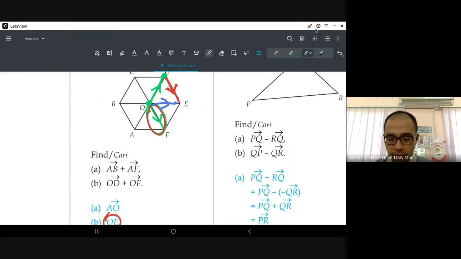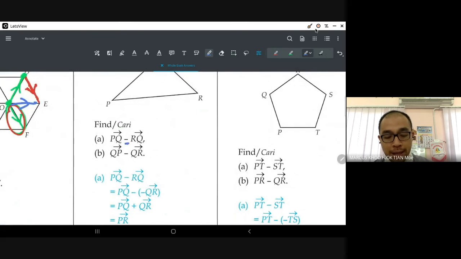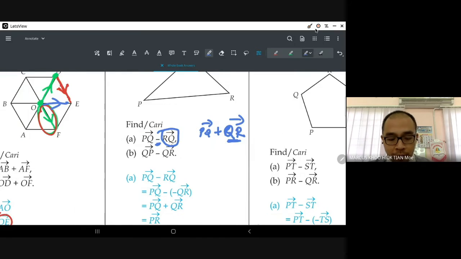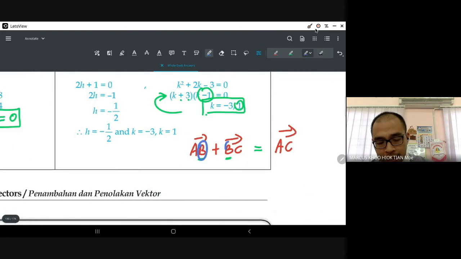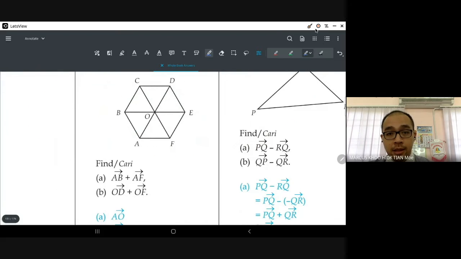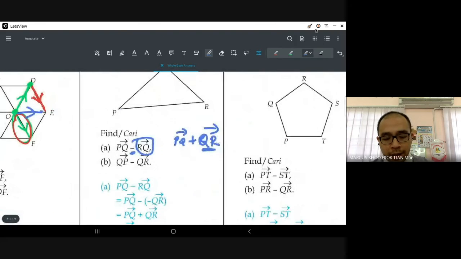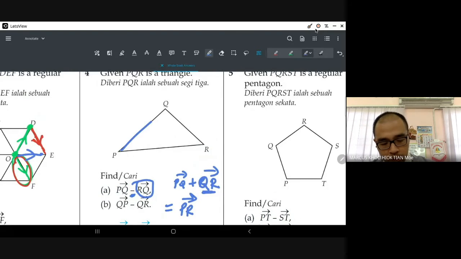Okay, now, if you take a look at this, PQ minus RQ. What did I say? If you see minus, switch and put plus. So what do you get? PQ plus QR. I swap the position. And if you remember from our question just now, if the letter in the center is the same, then the resulting vector, the sum, you don't need to look at the picture, you know immediately it is PR. Right, you know straight away. PQ plus QR is PR.